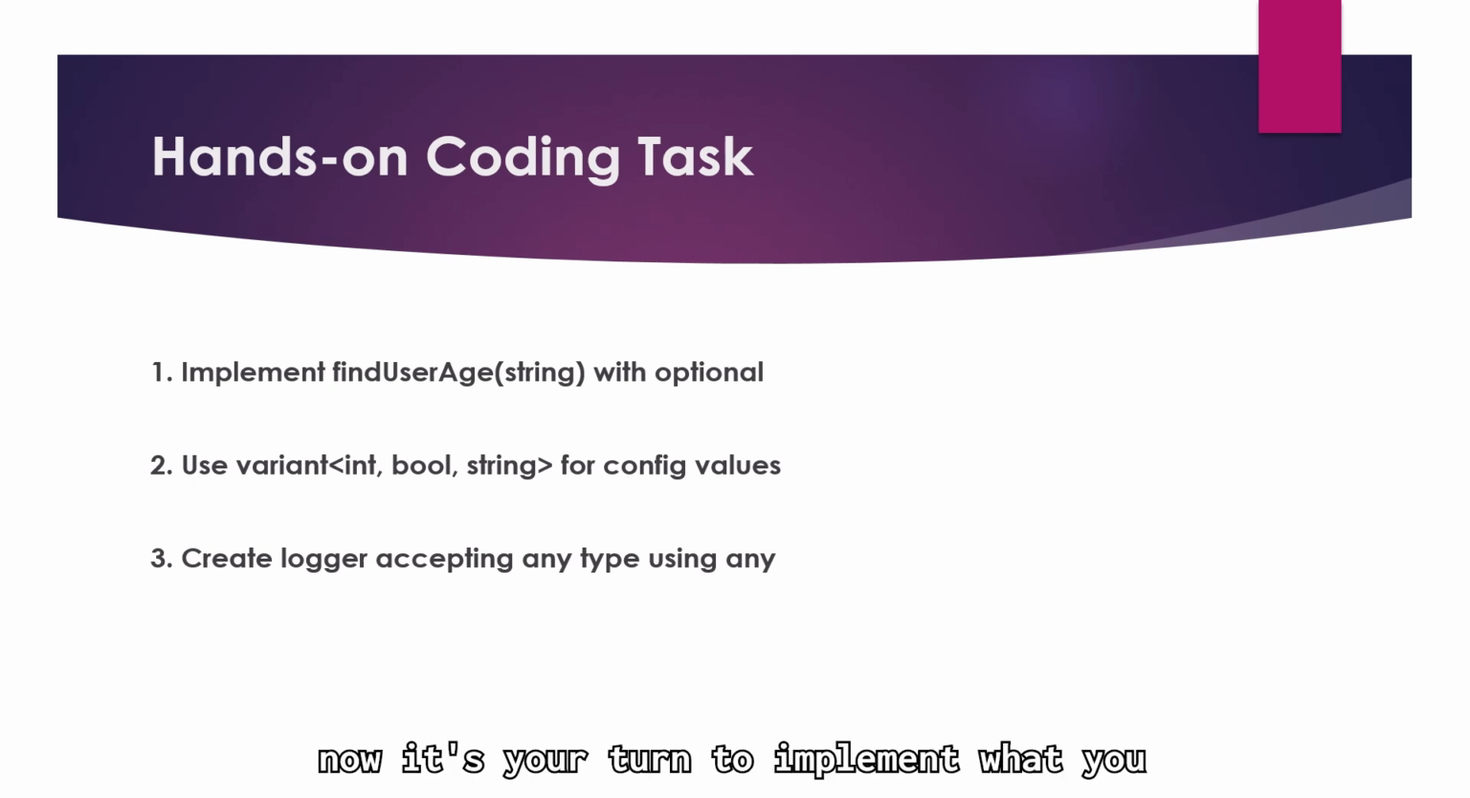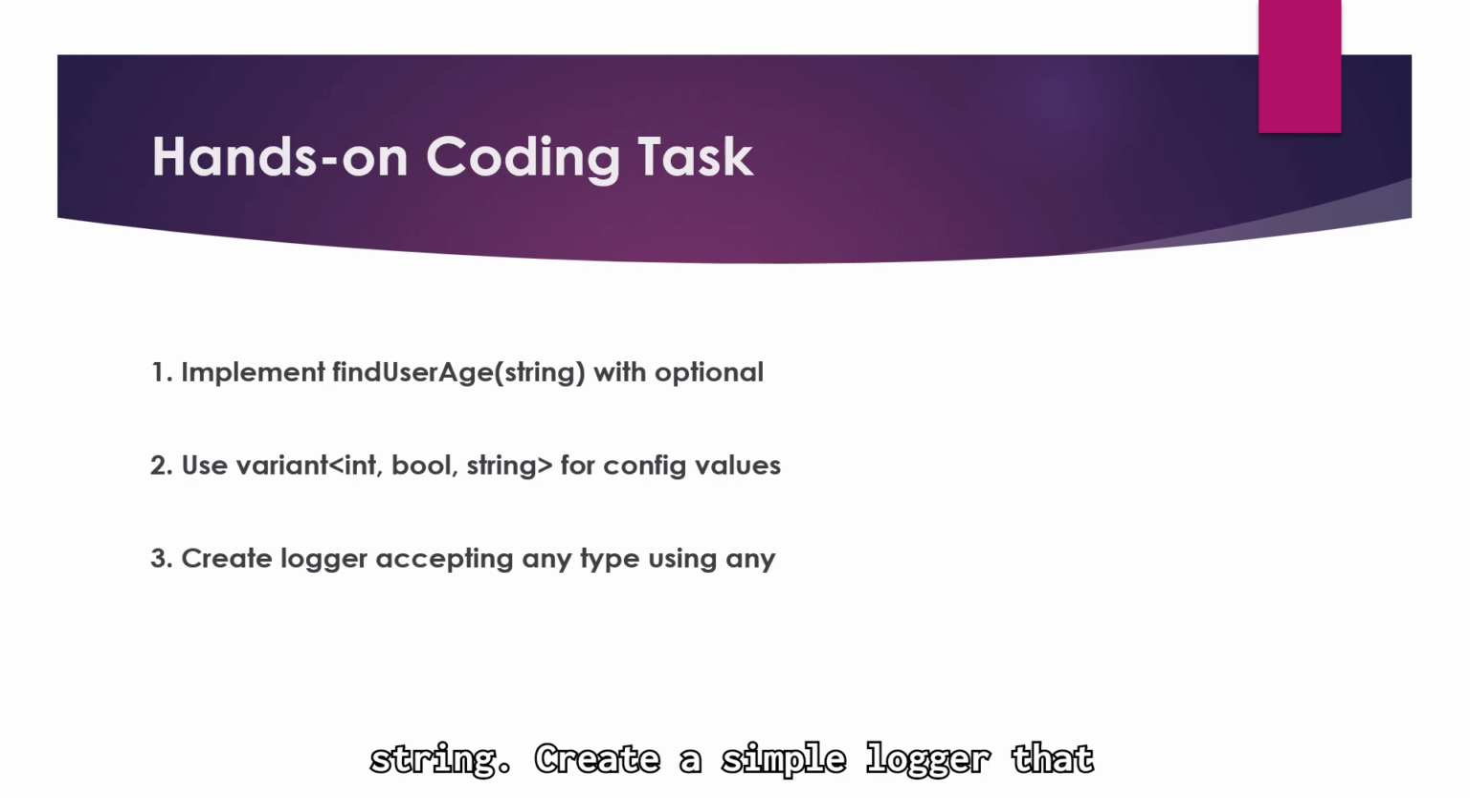Now it's your turn to implement what you have learned. Here are your tasks for today. Implement a function that returns an optional int for a user's age. It may be missing, so handle it carefully. Use variant to manage a set of configuration values. One can be an int, another a bool, and another a std::string. Create a simple logger that accepts any type using std::any. These hands-on tasks will help you internalize the concepts and practice using these tools in real code.